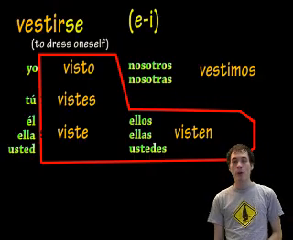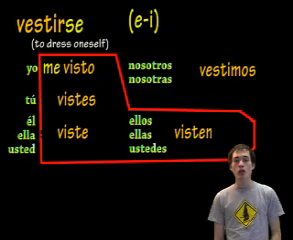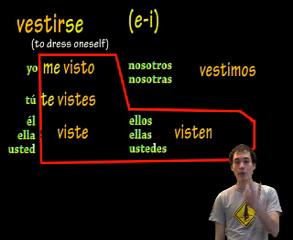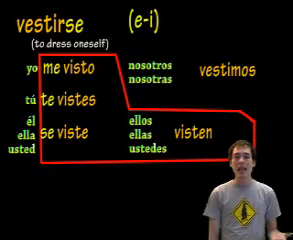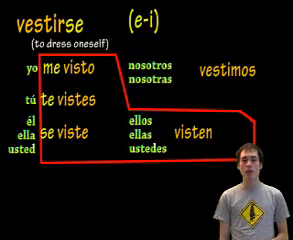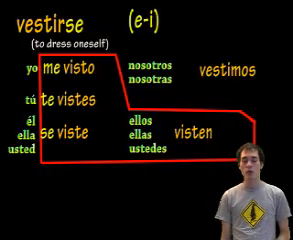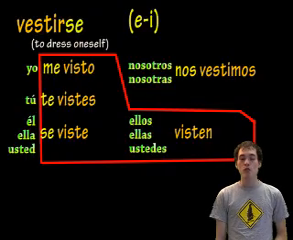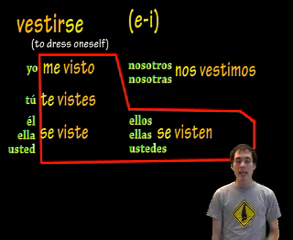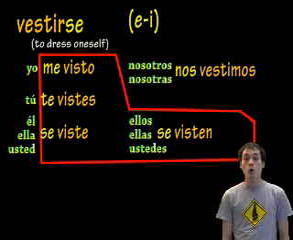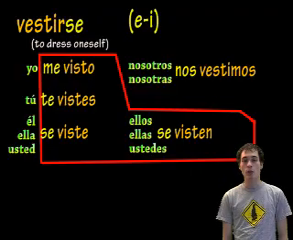Let's add the reflexive pronoun. We have yo me visto, I dress myself. Tú te vistes, you dress yourself. Él se viste, he dresses himself. Ella se viste, she dresses herself. Usted se viste, you dress yourself. Nosotros nos vestimos, we dress ourselves. Ellos se visten, they dress themselves. Ellas se visten, they, the girls, dress themselves. Ustedes se visten, you all dress yourselves.